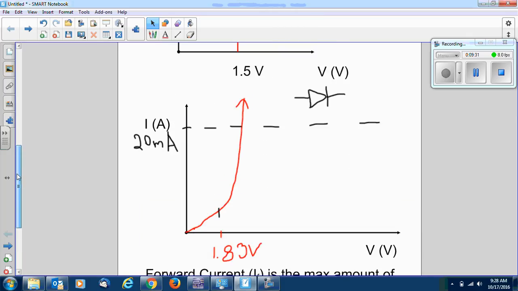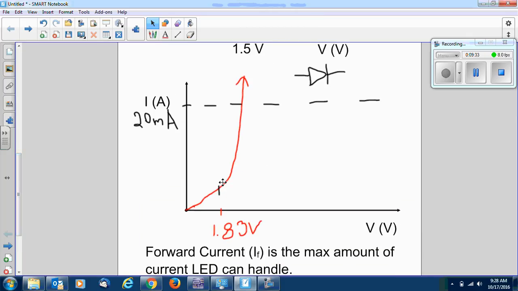So when you look at our graph, we always want to be in this region over here. Let's call this a little Goldilocks zone, right? We want to give it just enough voltage and not too much current.